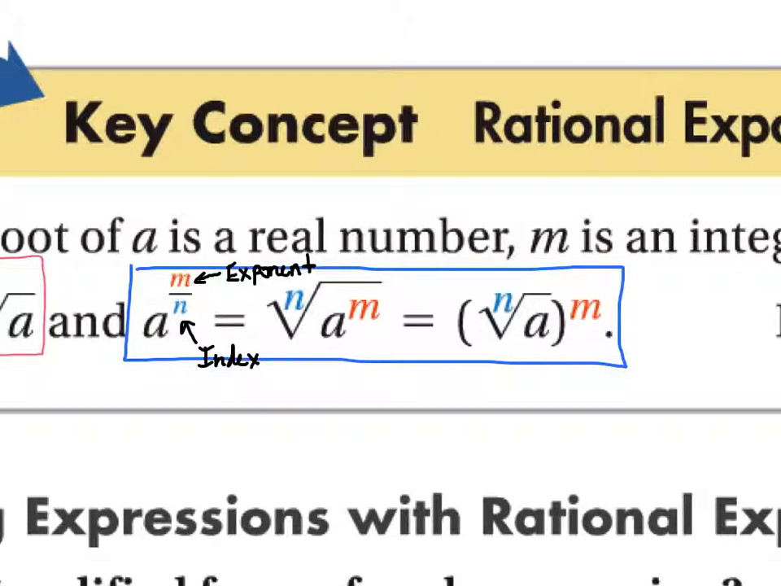So then there's two ways of writing it. We could say we have the nth root of a to the m power, or we could say we have the nth root of a all raised to the mth power.